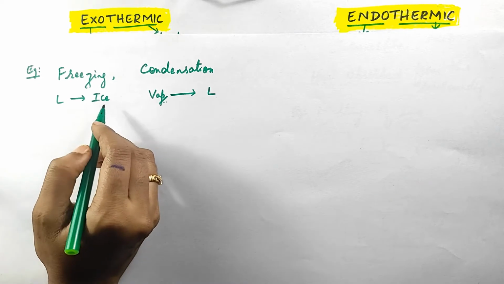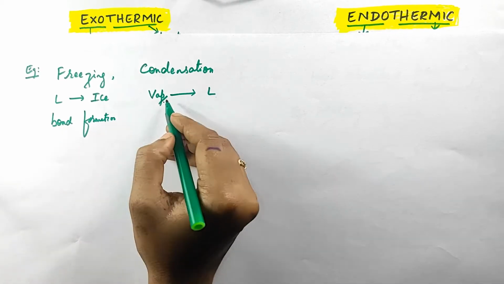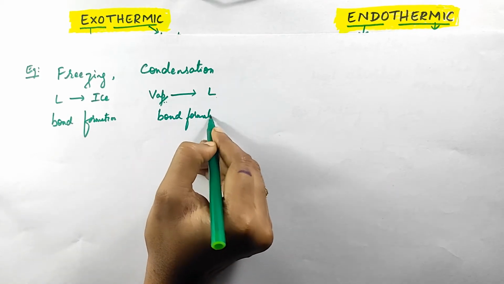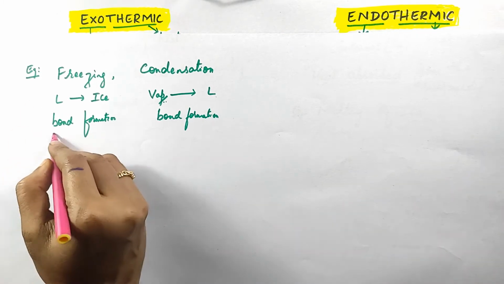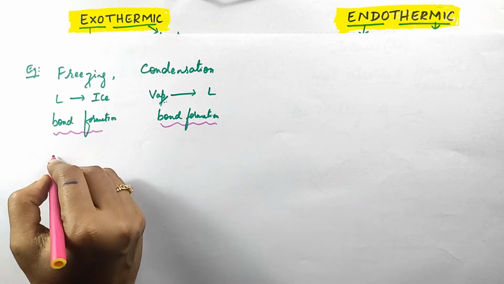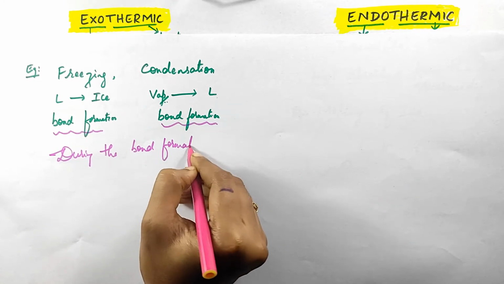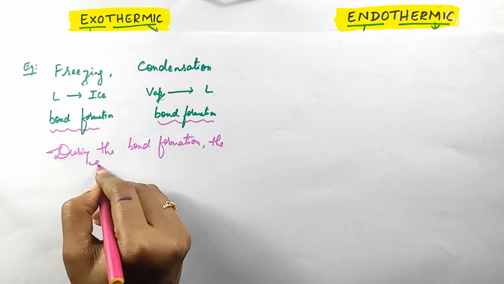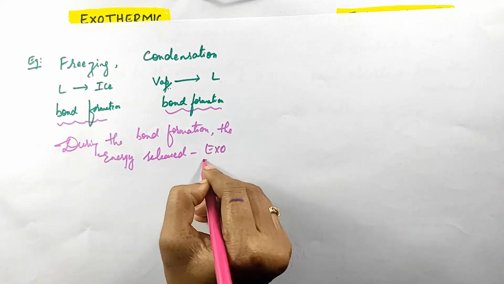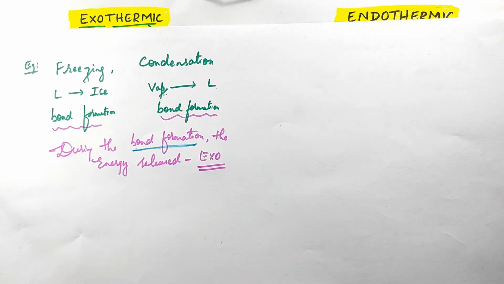If any liquid is converted into ice, there will be bond formation. Again, when vapors are converted into liquid, there will be bond formation. So in exothermic reaction, there will be bond formation. During the bond formation, the energy released is called exothermic reaction. This is the important point. In the exothermic reaction, there will be bond formation.